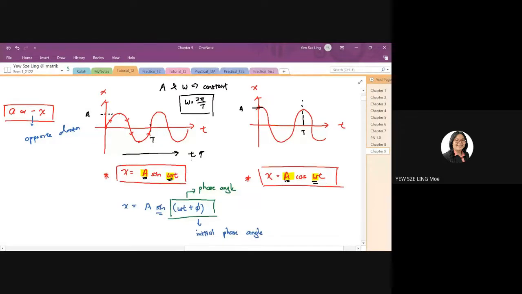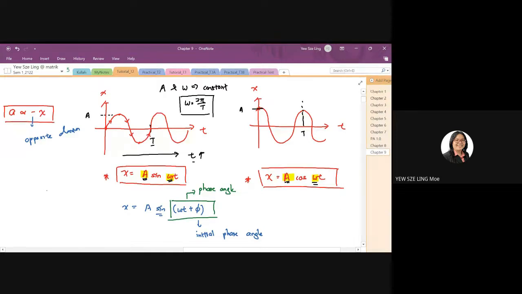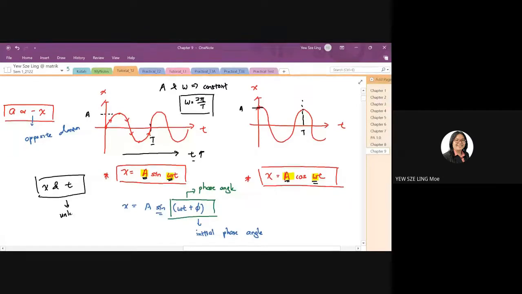Now, small letter t and capital letter T are different. Small letter t refers to any time, any moment. Capital letter T is the time taken to complete one oscillation. It is the period. So don't get confused between capital T and small t. Small t keeps increasing as the object moves, and if it keeps changing, then x also keeps changing. Therefore, x and small letter t, these two variables, we leave as unknown in our general equation. So we have A, omega, and then we have x and small letter t.